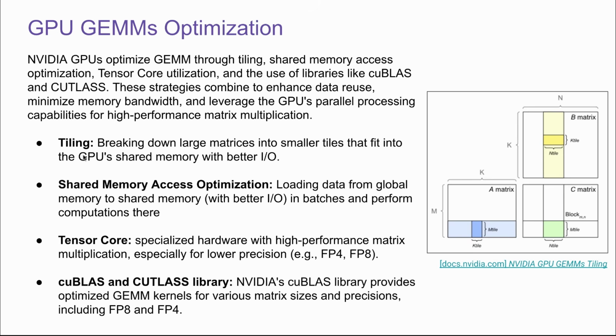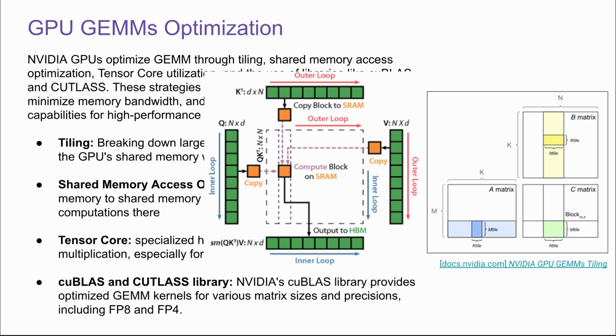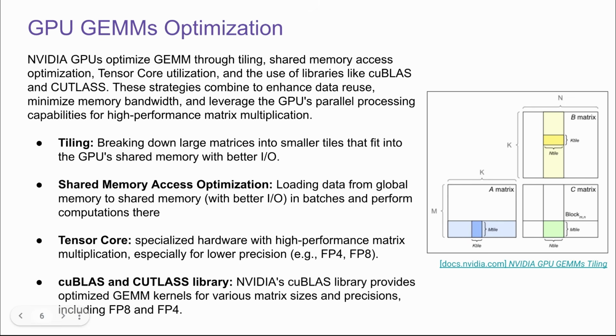The first one is tiling, breaking down large matrices into smaller tiles that fit into the GPU's shared memory for better I/O. I bet this is not new to you because FlashAttention V1 is using tiling. And this graph about how NVIDIA GPUs do tiling while doing GEMMs also looks very similar to FlashAttention V1's tiling. The next strategy is shared memory access optimization. It loads the data from global memory to shared memory in batches and performs computations there. It probably sounds familiar too, because FlashAttention V1 is also doing similar things.